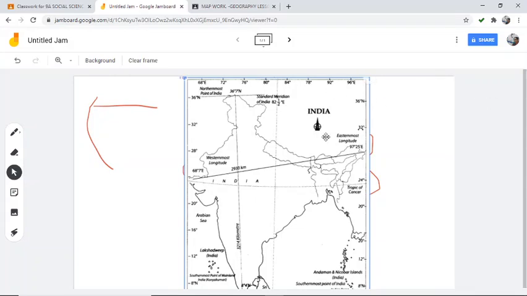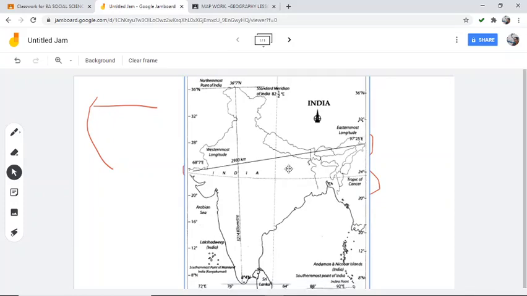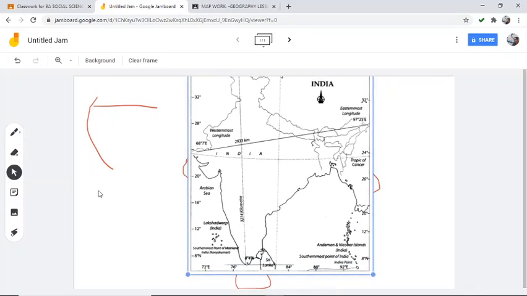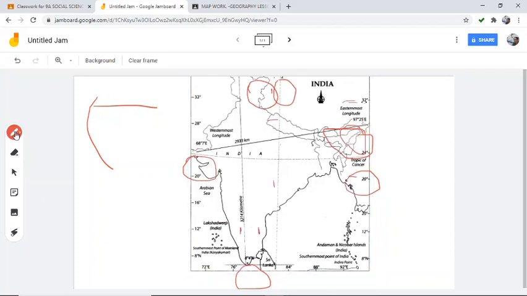Then the next question was about the islands of India, isn't it? Islands, we have two island groups. Was that the question? Anyway, if the question is about two island groups, then you can mark this one is Lakshadweep Island and Andaman Nicobar Island.